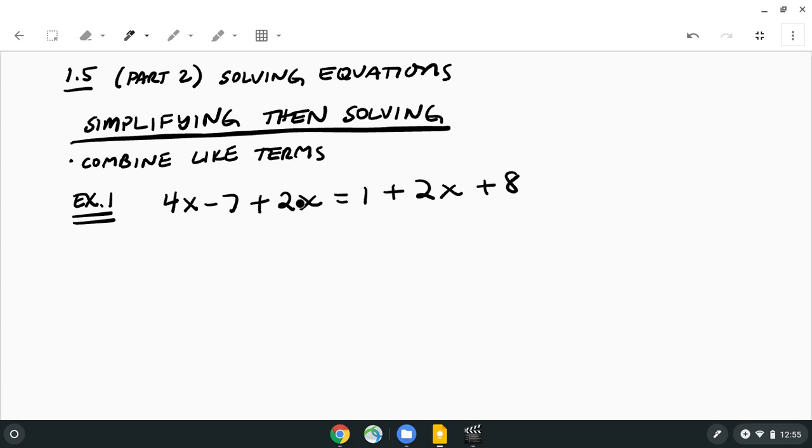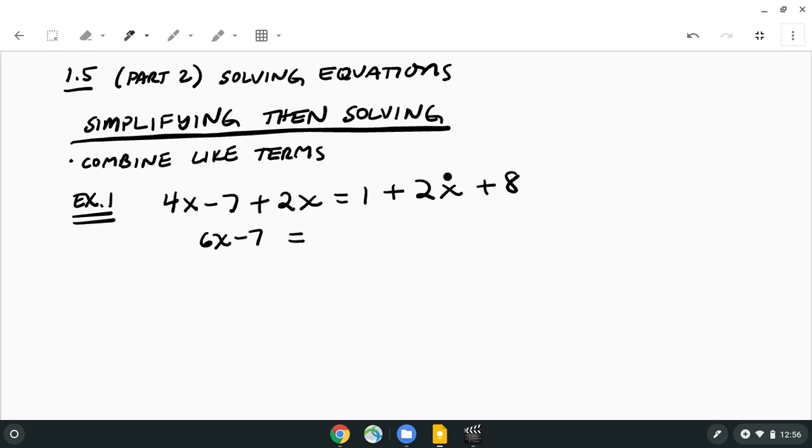So before we start solving, before we start using those properties of equality, let's see if we can simplify each side. So are there any like terms on this side? Yes. We see we have 4x and positive 2x. Okay, so we're going to go ahead and combine these two. So we're going to add 4x plus 2x. And we get 6x minus 7.